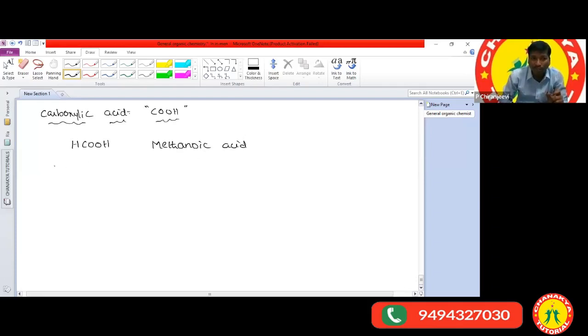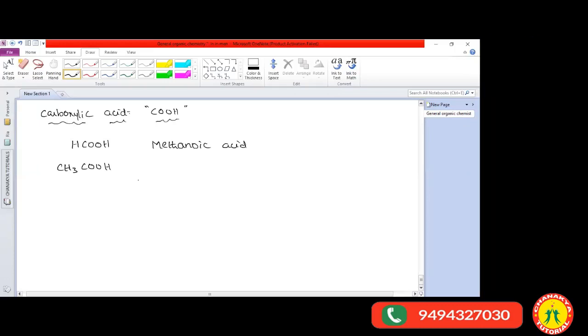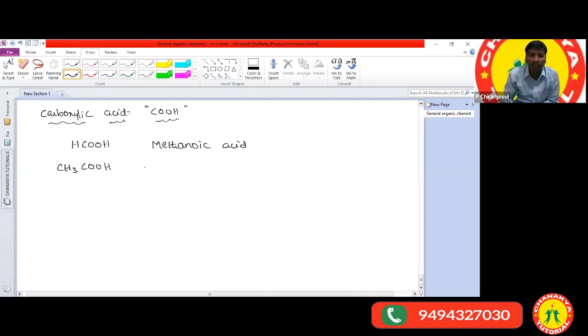I'll give one more structure. You have to write the IUPAC nomenclature for CH3COOH. What is the IUPAC name of the given compound? Any one of you? Ethanoic acid. Very good answer. Ethanoic acid.